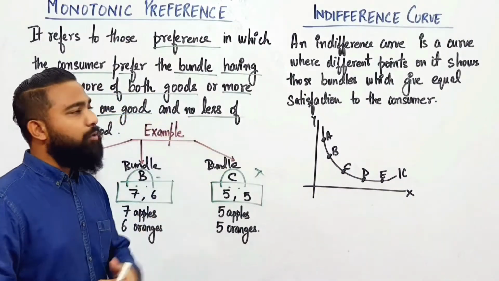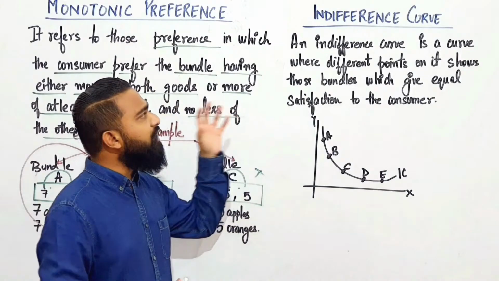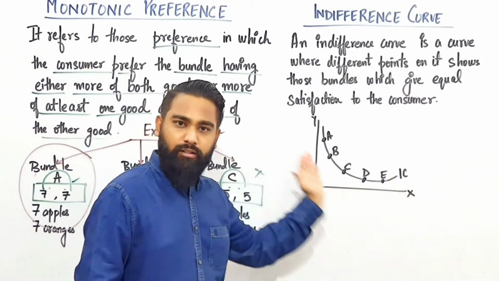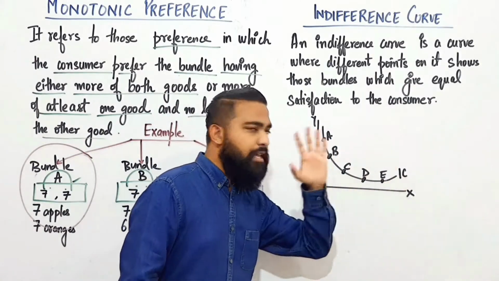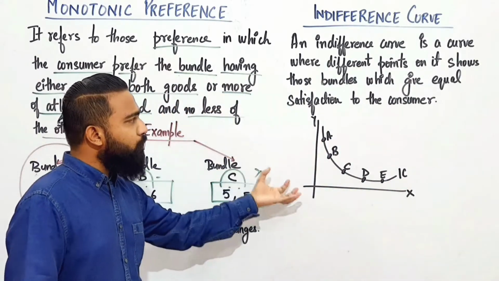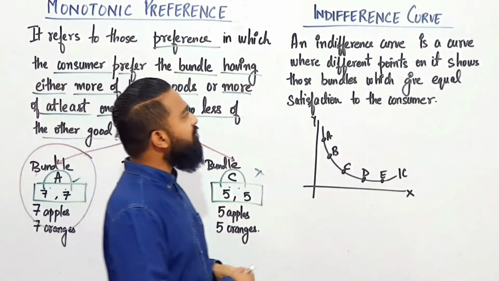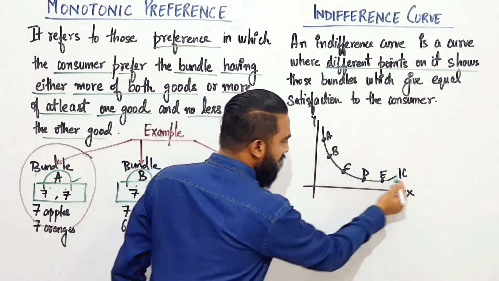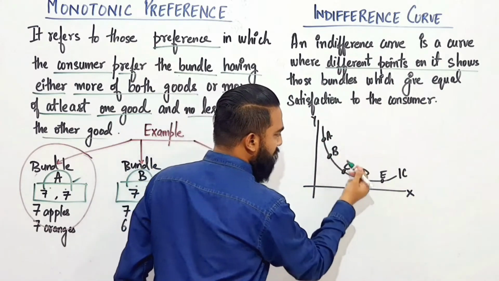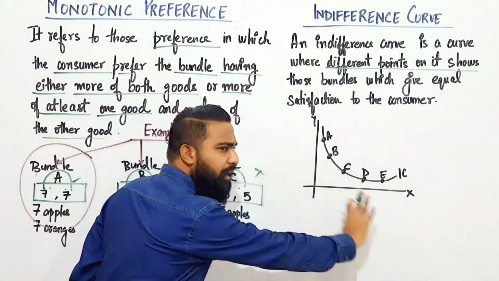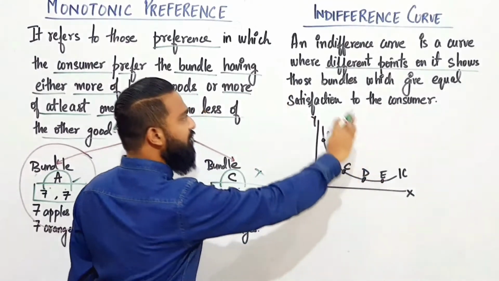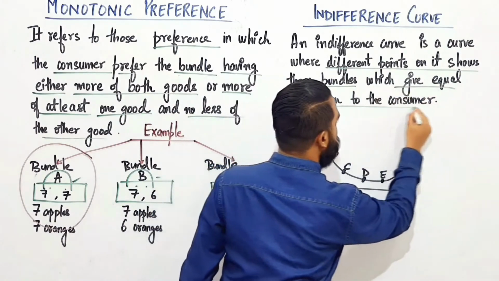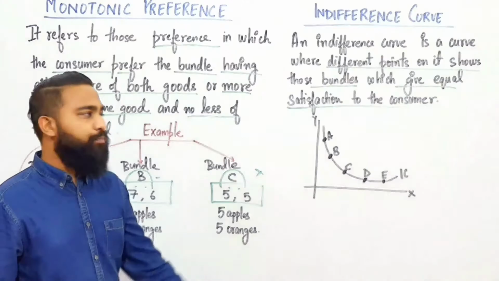Now students, let's come to the next topic, which is the indifference curve. Basically it is a curve, as you have seen, known as the IC curve. Now what's so special about it? An indifference curve is a curve where different points on it, I have taken point A, point B, point C, point D and point E. Any random point on this IC curve shows those bundles which give equal satisfaction to the consumer.